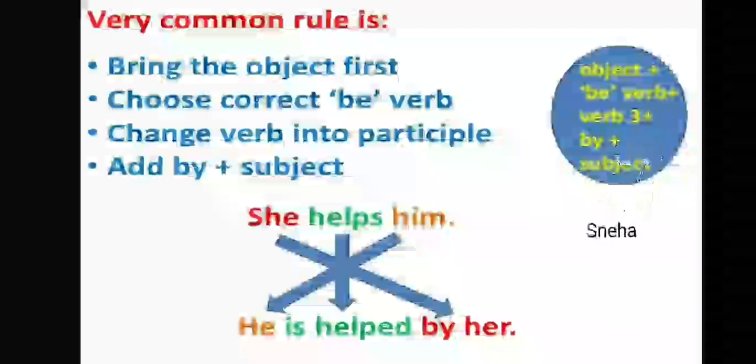She helps him, he is helped by her. Here, by using these common rules, we have changed the active sentence, she helps him, to he is helped by her.